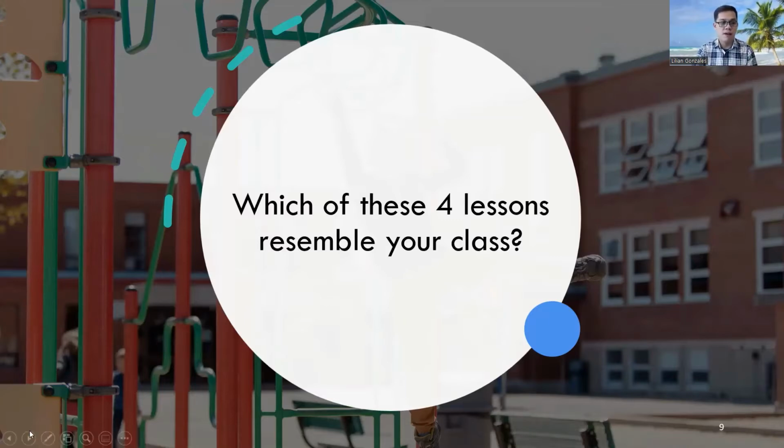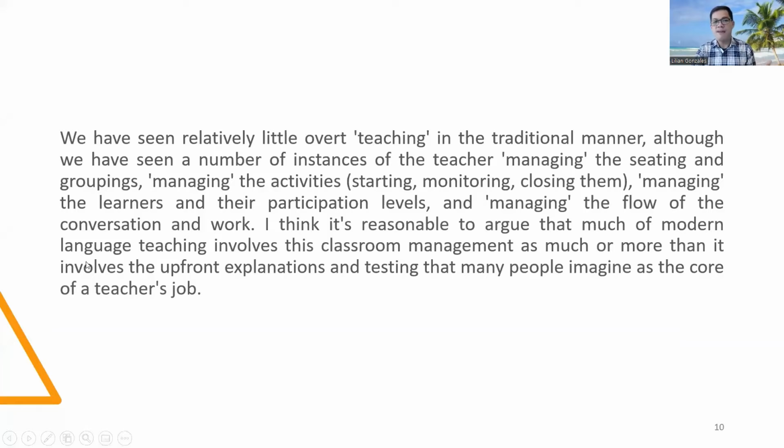Okay, that's very good. Now, we have seen relatively little of what can be considered traditional teaching in the 4 examples I have shown. We can say that little explicit teaching is happening, which is the opposite of traditional teaching. Because as they say, in traditional teaching, the teacher is the one presenting, showing, talking, right? But in the 4 classes that we have seen, we didn't see that from the teachers.